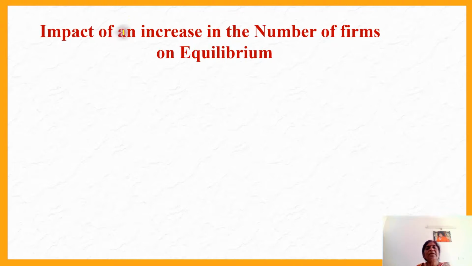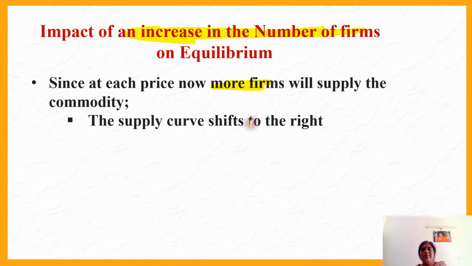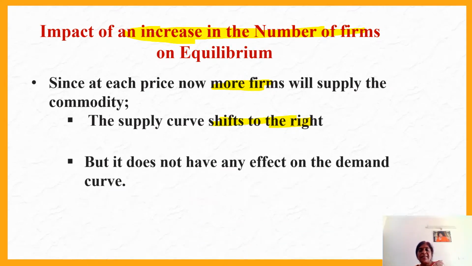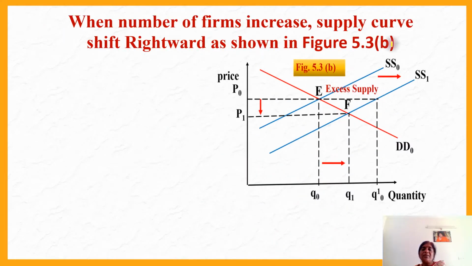And the impact of an increase in the number of firms. You all know these are the factors which shift the supply curve. When the number of firms increases, what happens? More firms are there in the market, therefore more supply. When there is more supply, the curve shifts to the right. That is diagram 5.3b, not 5.3a, a rightward shift. There is no effect on demand, it is unchanged. Therefore, SS0 moves to SS1, a rightward shift.